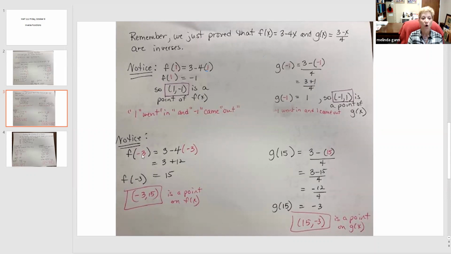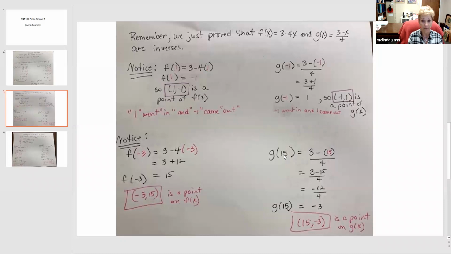Let's try another one. What would happen if you put -3 inside of f? So if I went up here and in place of that x right there, what if I put a -3? Well, negative times a negative is going to be a positive, so that gives me a plus 12, and 3 plus 12 is 15. So notice, -3 went in and 15 came out. So that means -3, 15 is a point on this graph. Well, notice what happens. If -3 went in here and 15 came out, on its inverse, I would expect 15 to go in and -3 to come out. So let's see if that's what happens.